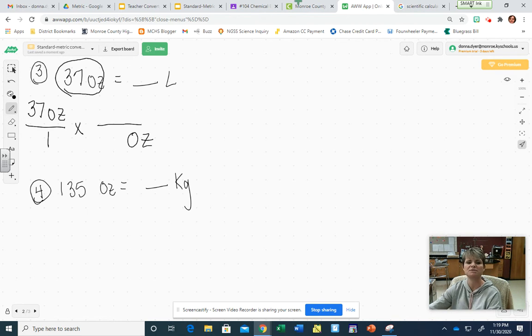What I'm solving for goes on the top, so I'm solving for liters, so liters goes on the top. Now my ounces will cancel out, and I will be left with liters. Now I'm ready for numbers. I need to find a conversion factor that has both liters and ounces in it.